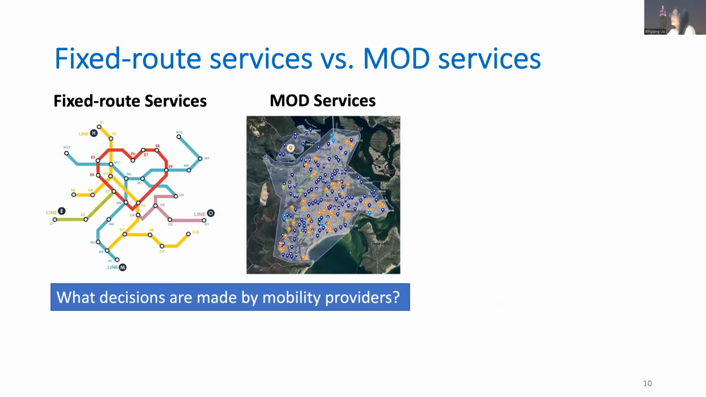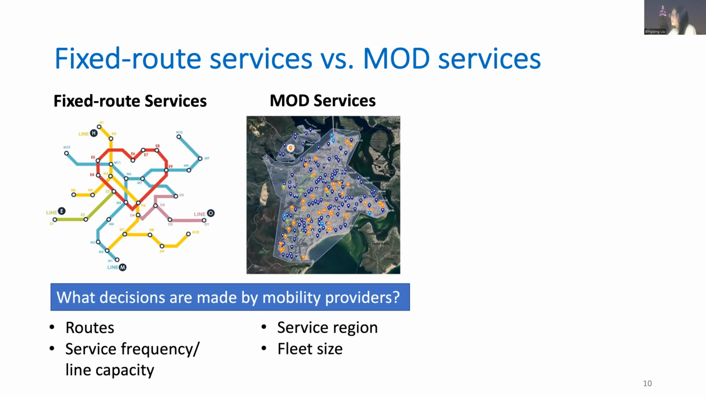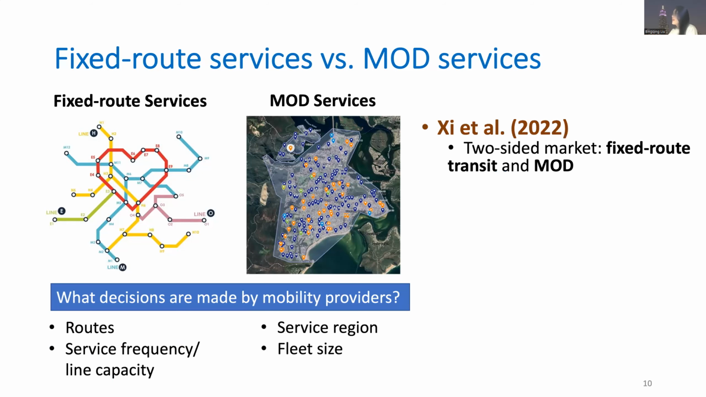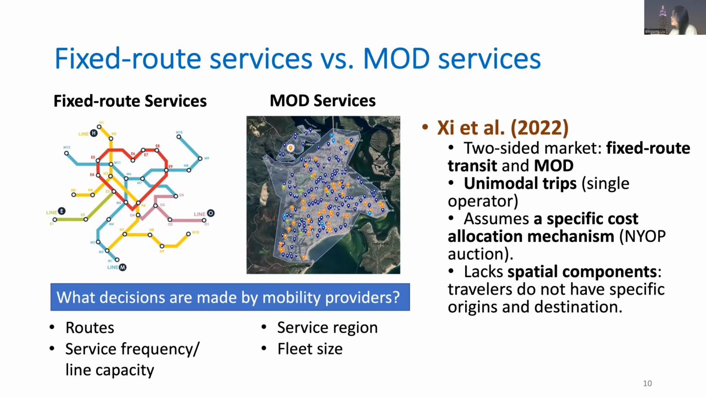Okay. And if we consider mobility on-demand services, we'll see that the decisions the operators are making are very different. For the fixed route services, they decide on the routes, and they decide on the line capacity or the service frequency that decides the capacity. But for the mobility on-demand services, they decide on the regions they're going to cover and the fleet size that they want to deploy in the service regions they want to cover. So this paper looks at both these types of services, but it ignores the multimodal side of this type of combination, and it lacks a spatial component.